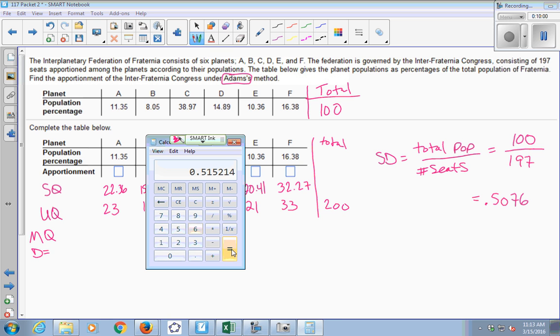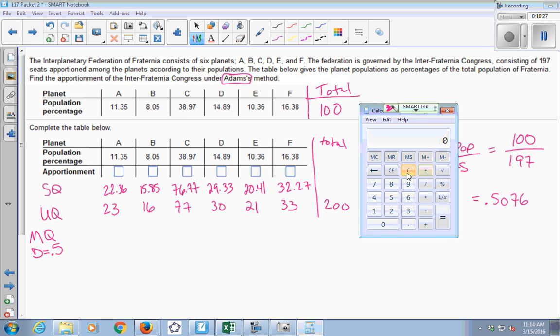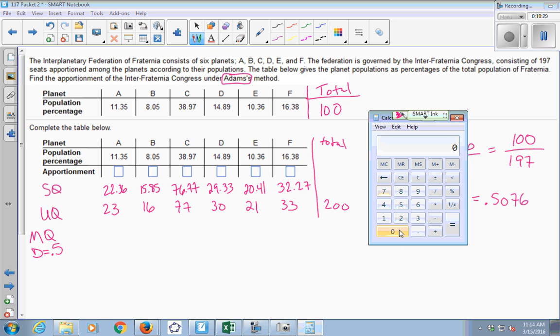Yeah, let's just make it 0.5, a nice easy round number. Okay, so now I start again. I take each of my original populations, divide by my new divisor. Again, you don't have to do that 0.5% rule. You can just guess. It might take you longer, but the 0.5% rule isn't guaranteed to work anyways.